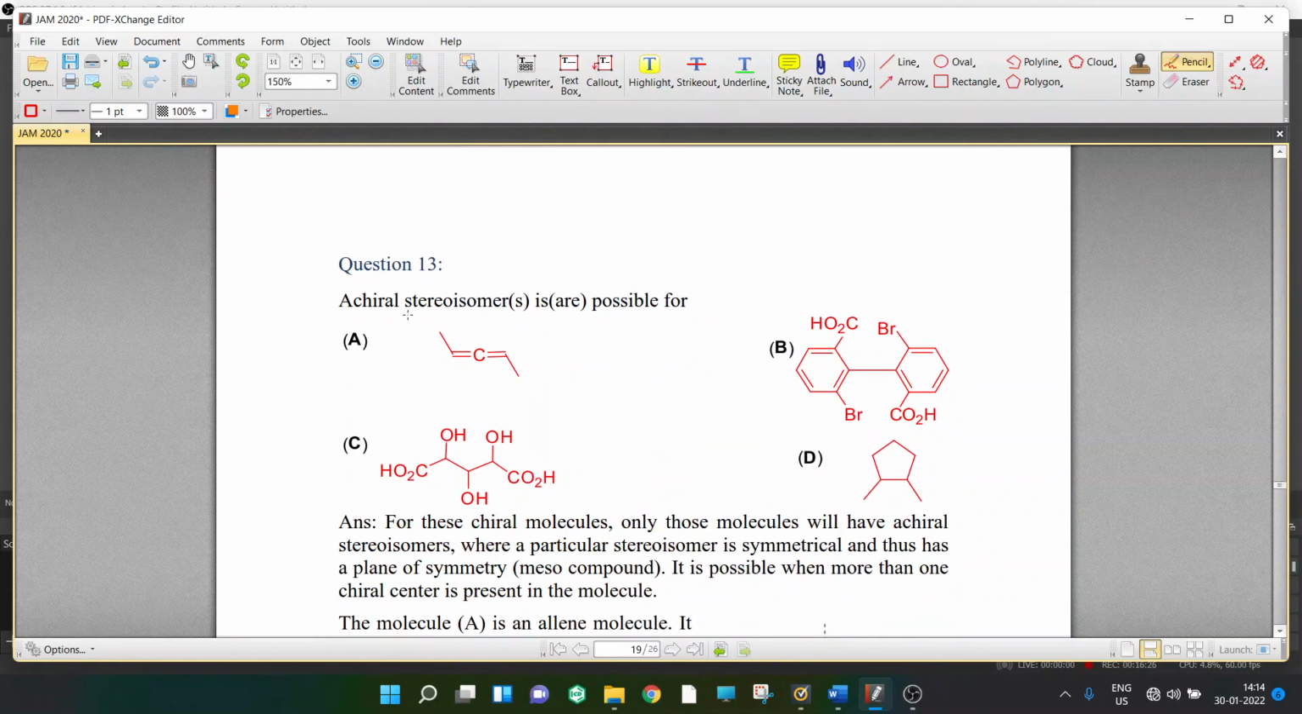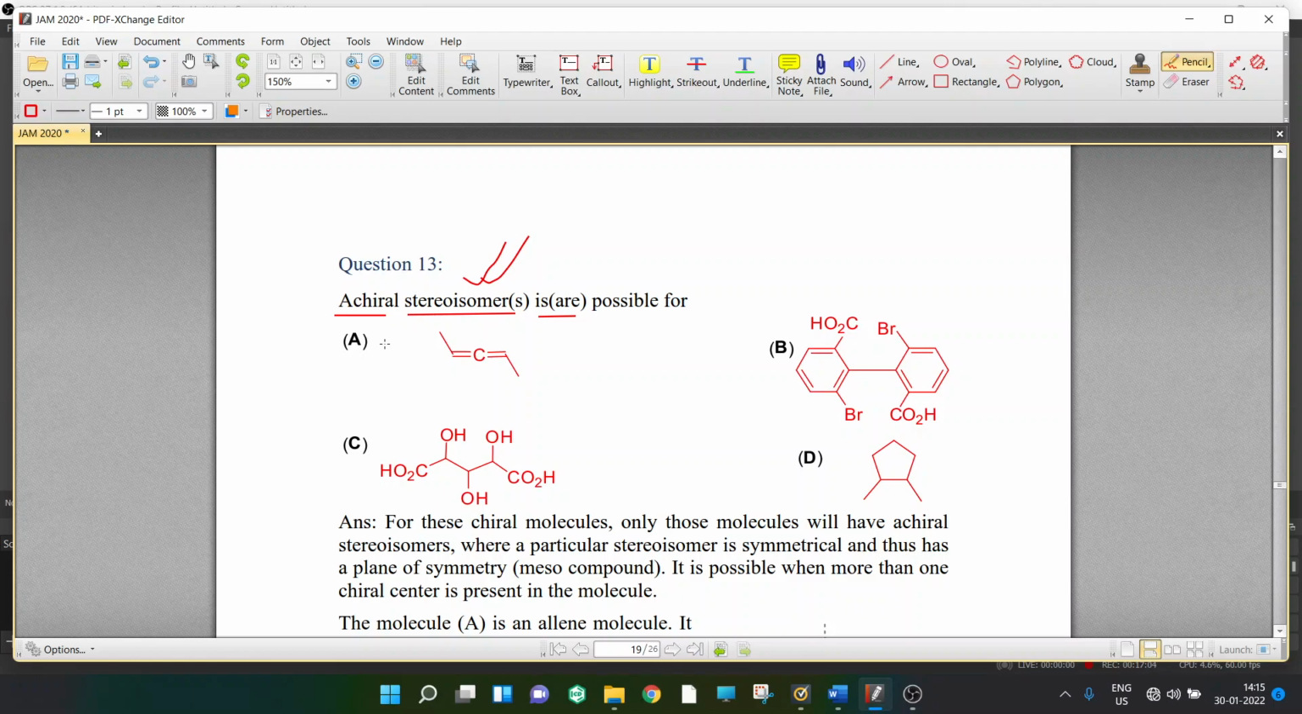The question says: the achiral stereoisomers are possible for these compounds. First of all, stereoisomers means more than one isomer should be possible with different stereochemistry, and one of them should be achiral. Generally, if we think of stereoisomers, that means it has a chiral carbon, so why would one be achiral? It's not like that. Many times a molecule might have many stereoisomers because it has chiral centers, but still some of those stereoisomers can be achiral.